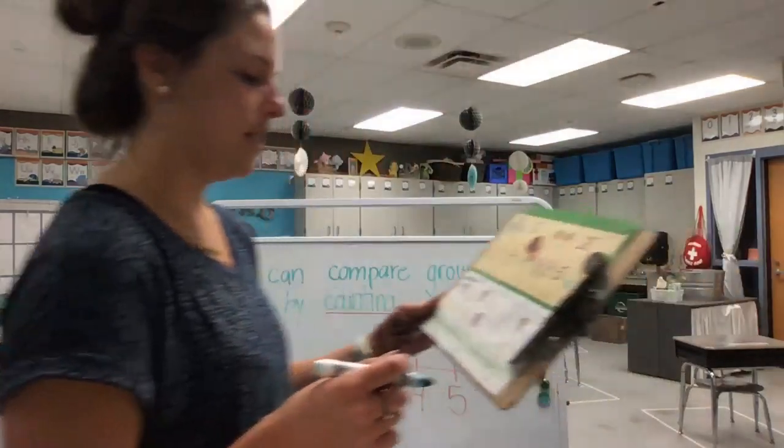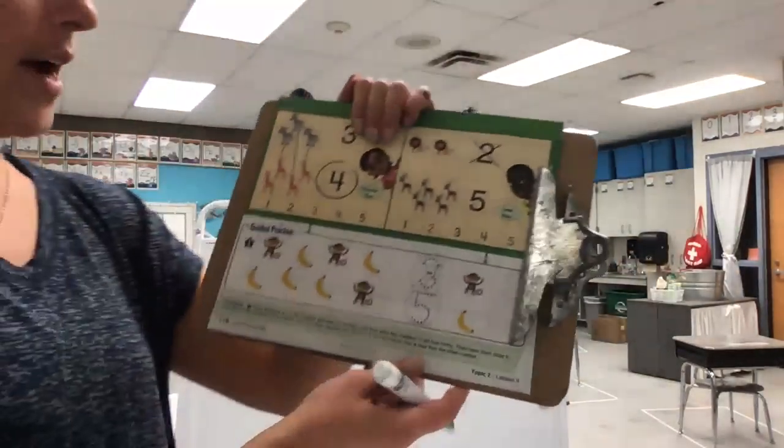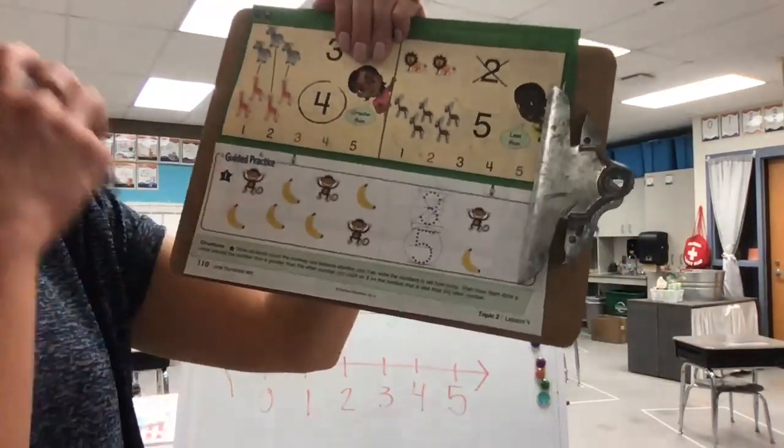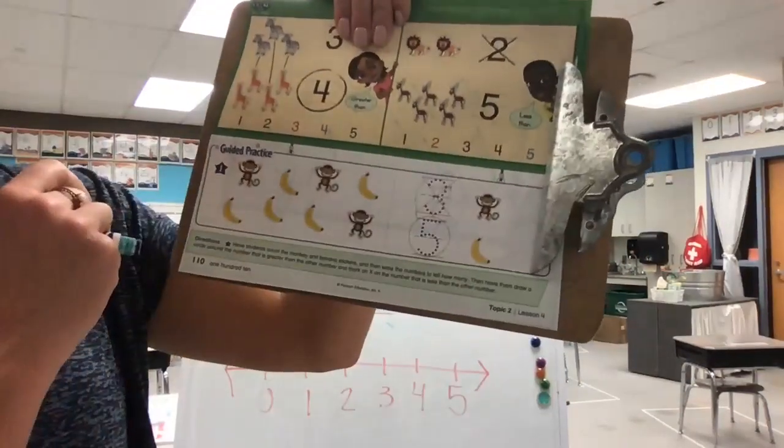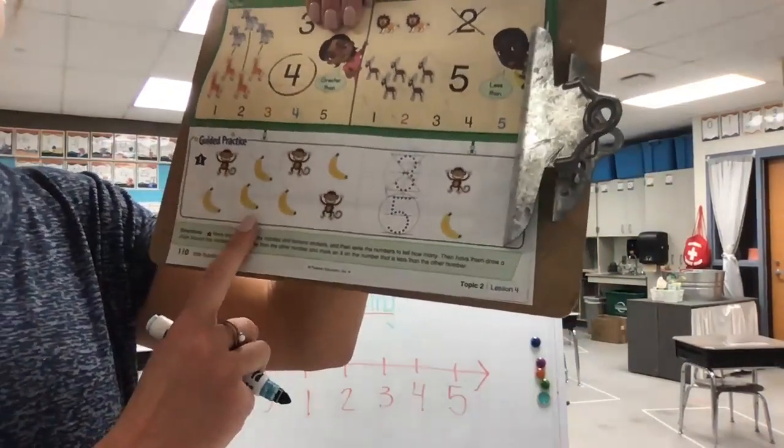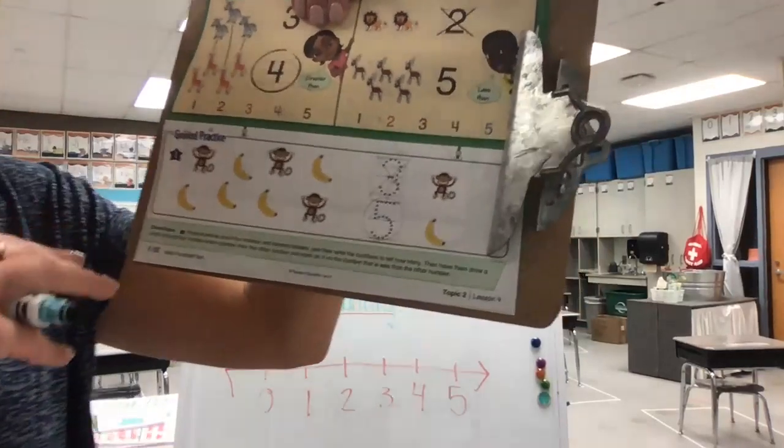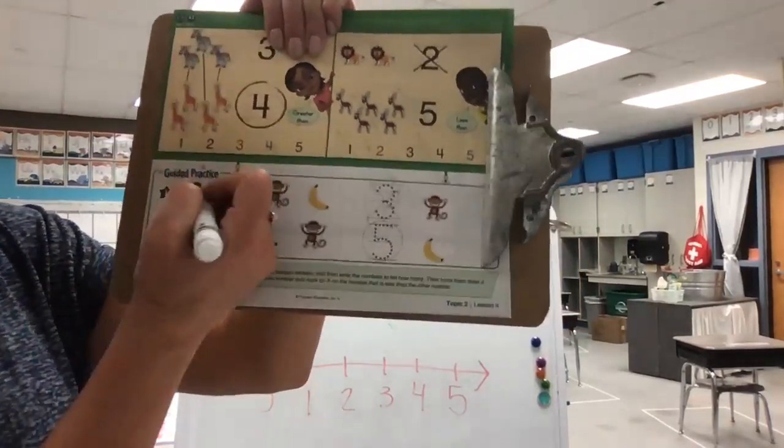All right. On our guided practice, we're going to start by counting our group of monkeys. Then we're going to count our bananas, and we're going to see which group has more and which group has less. Let's count our monkeys and mark them out.